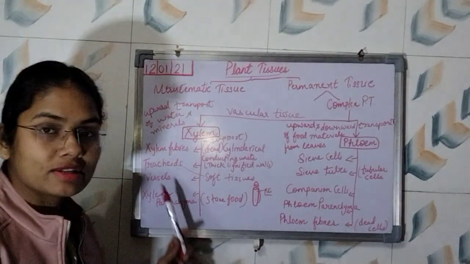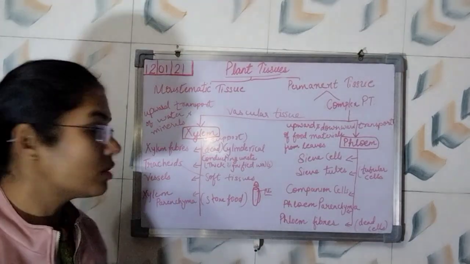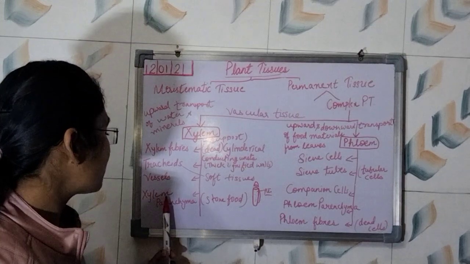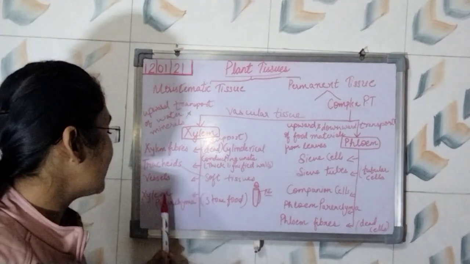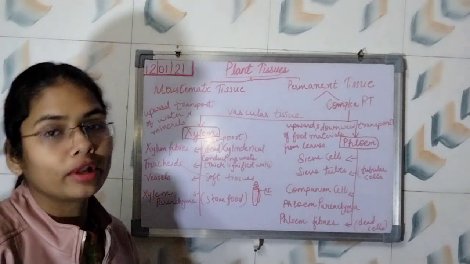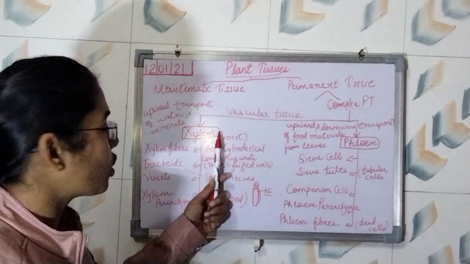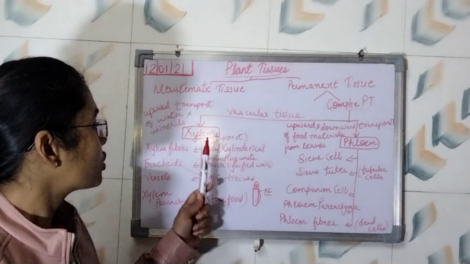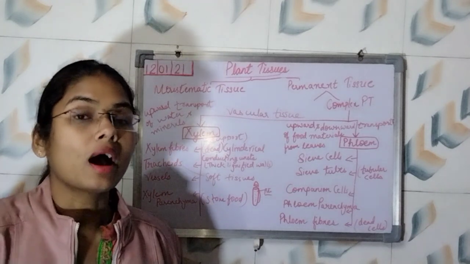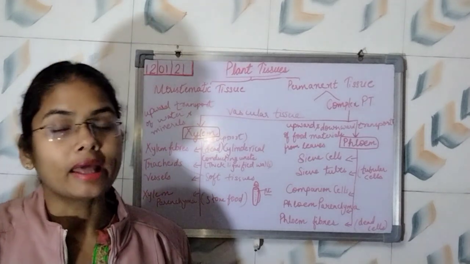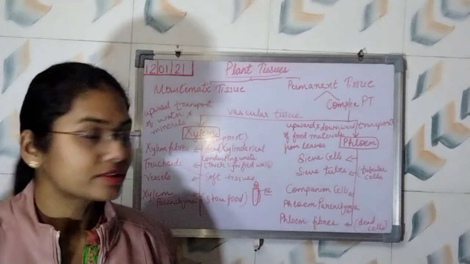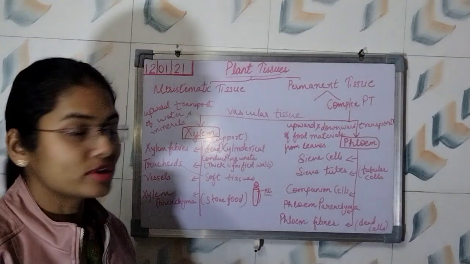And the third one is vessels, right? This xylem consists of vessels, right? And then it has xylem parenchyma, and this xylem parenchyma, its function is what? To store food in the plant, right? So this is all about the xylem, right? So students, xylem is what? Xylem helps in the upward transport of water and soluble salts or minerals throughout the plant, right? And it is of four cells, right?